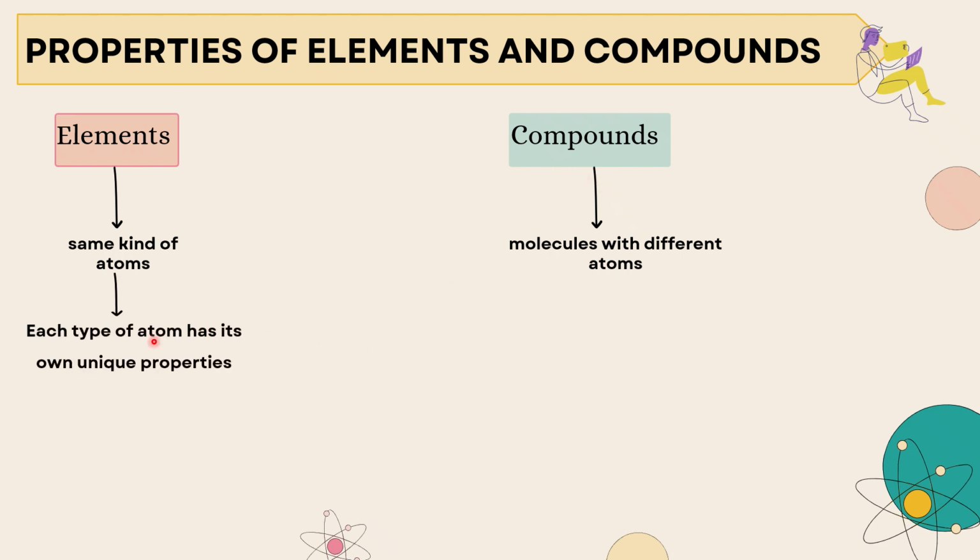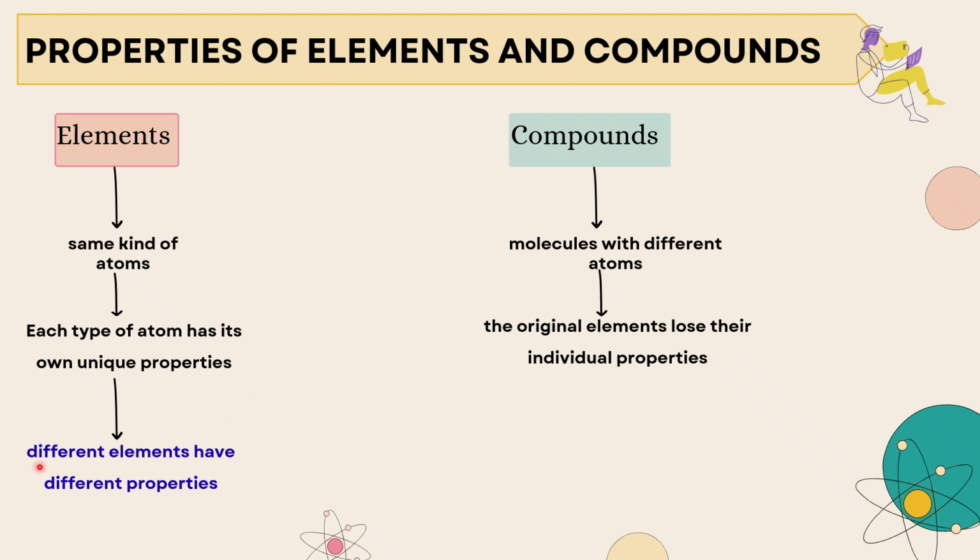Now, since in case of elements there are the same kind of atoms, they have their unique properties. Whereas in case of compounds, when these elements combine together and form a compound, they lose their original properties and they get the new properties, whatever that compound may have.